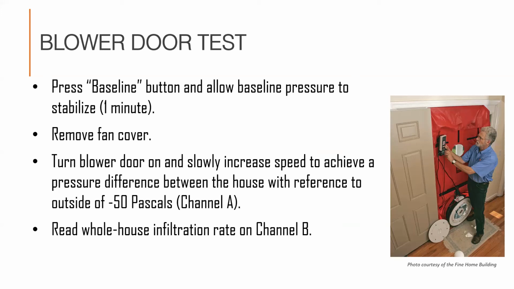Now we can remove the fan cover, turn the blower door on, and slowly dial up the speed till you see that you've reached negative 50 Pascal difference between inside and outside. At that point, you read the whole house infiltration rate on the B channel.